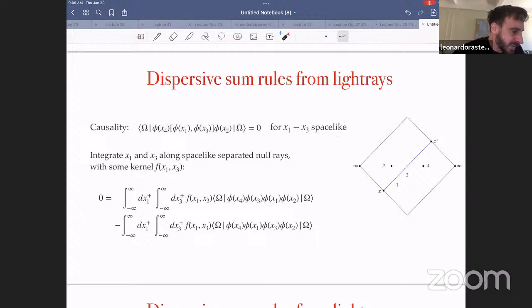And to get the sharpest bound, we are now going to integrate 1 and 3 along some null ray x plus. So here I'm showing this two-dimensional Minkowski space, but keep in mind that 1 and 3 are separated in the transverse direction, which is not shown in the slide. And we do that with some kernel. We want to use the kernel for two reasons. First of all, because if you don't put the kernel, this is not well defined. There are divergences at infinity in this light ray direction, which needs to be regulated.